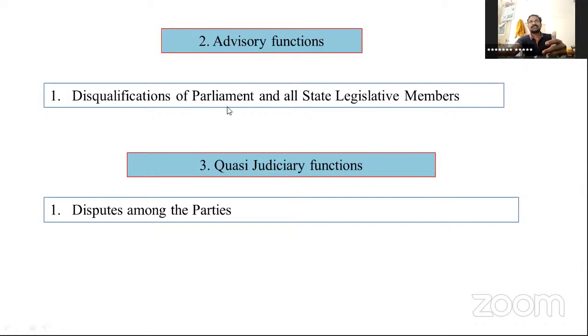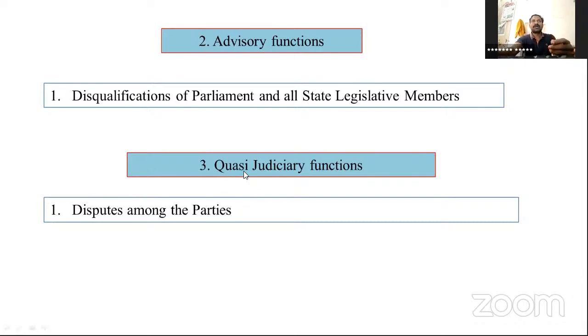What is the advice given by the election commission? Disqualifications of parliament and state legislative members. Parliament members means MPs, members of parliament. State legislative members means MLAs. Any candidate's disqualification is advised to the President of India and governors of states. These are the advisory functions done by the election commission.